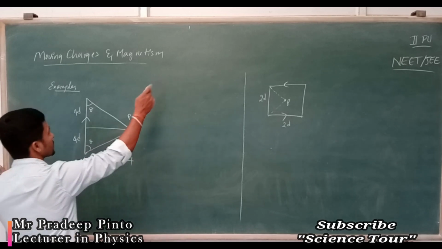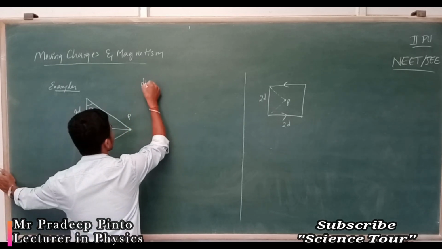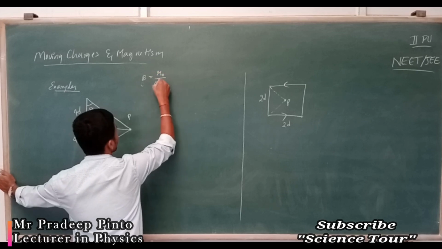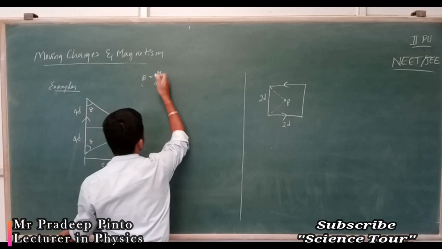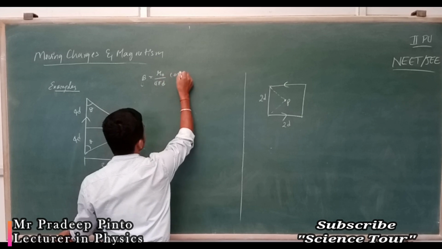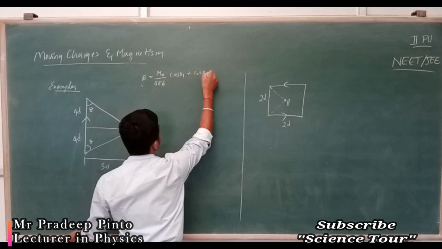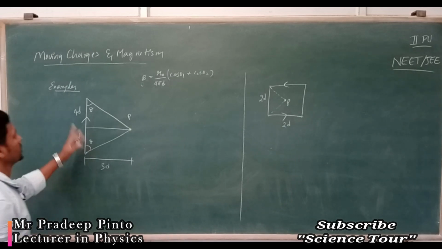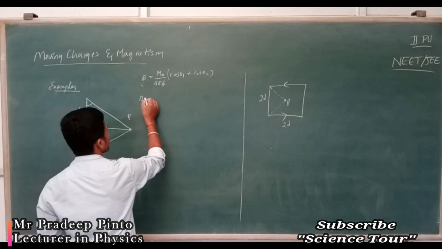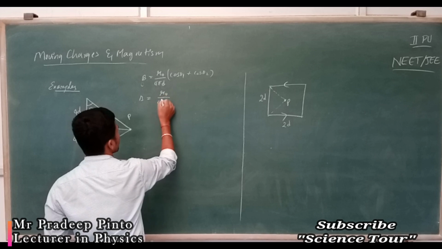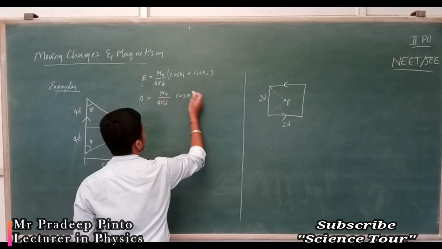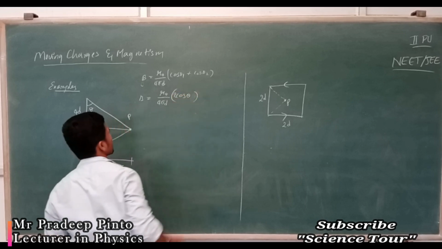We know that the magnetic field at P, B, is equal to mu naught divided by 4 pi d into (cos theta 1 plus cos theta 2). Theta 1 and theta 2 are the same, right? So I can write B equal to mu naught divided by 4 pi d into (cos theta plus cos theta), that is 2 cos theta.